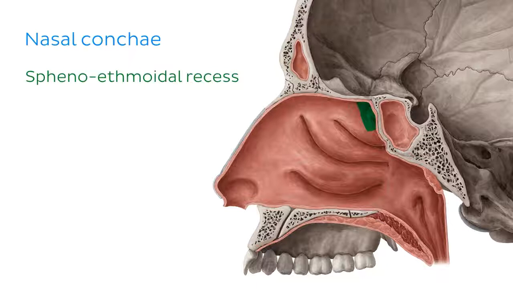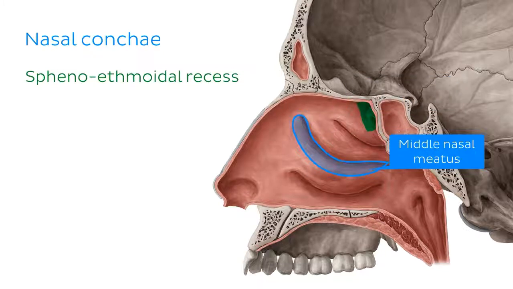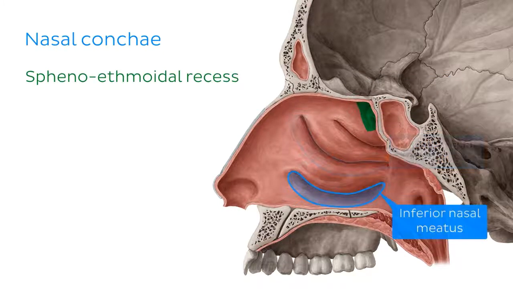In this image, the sphenoethmoidal recess is highlighted in green. The channel directly below the superior concha is the superior nasal meatus, right here. There is another channel between the middle and inferior nasal conchae called the middle nasal meatus, which you can see also here. And finally, there is an inferior nasal meatus, which you see here, below the inferior nasal concha.